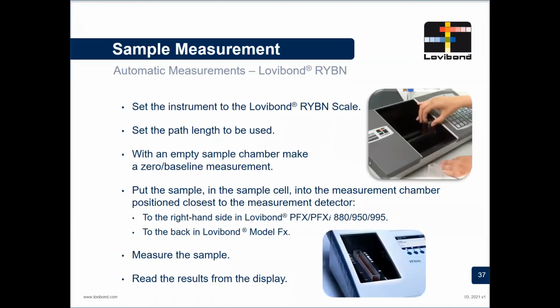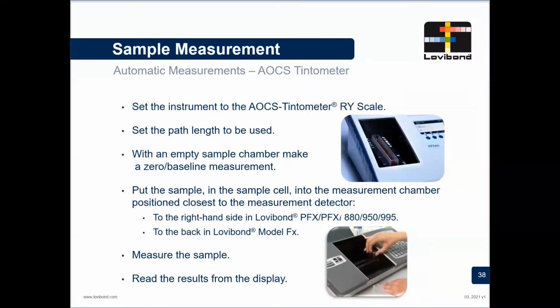So the automatic instruments, they would do all that process for you. So you choose the appropriate scale. So in the case here of measuring the Lovibond, we're going to pick the Lovibond RYBN, set our path length with an empty chamber, make our zero baseline, put our sample in, measure it, and read the results off the display. We don't have to move colours in and out, much simpler to do. Very similar with the AOCS, with the automatic instrument. We're putting our sample in, we're doing our baseline, pressing the result, and we're reading it off the scale.